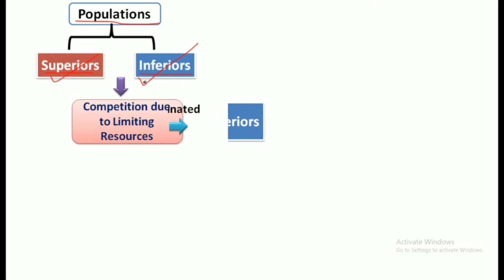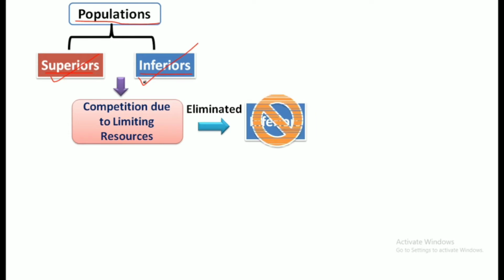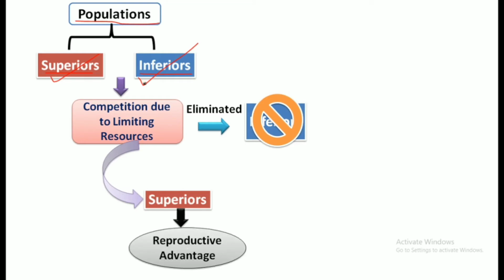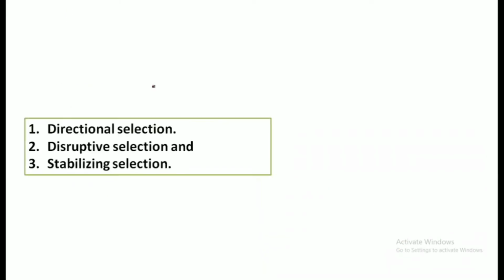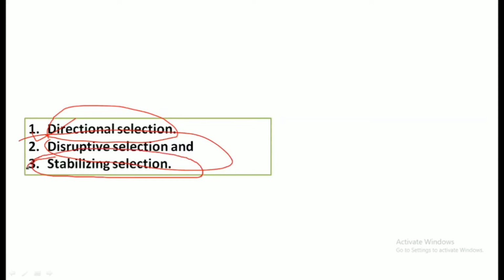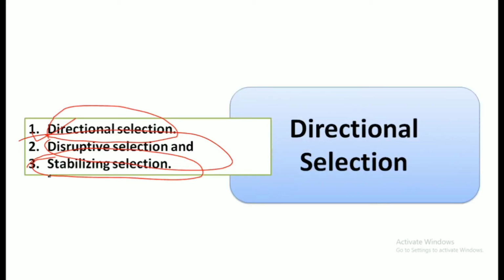In this competition the inferiors will be sorted out or eliminated, while the superior will get the reproductive advantage, which will lead them to create a new population of their own. Based on natural selection, and depending upon the limit in resources, the organism encounters different situations. Thus we have three different types of natural selection. The first is directional selection, the second is disruptive selection, and the third is stabilizing selection. Let us first understand directional selection.